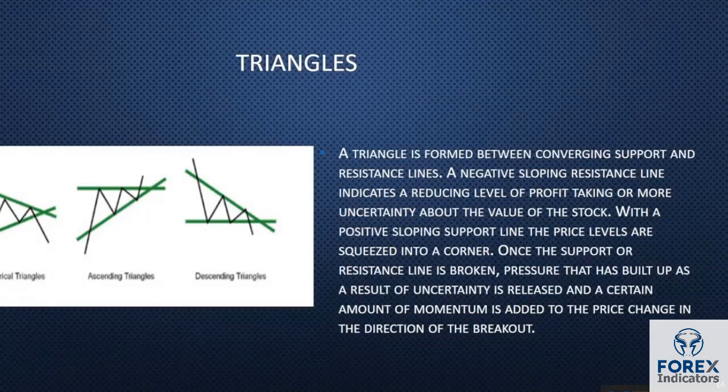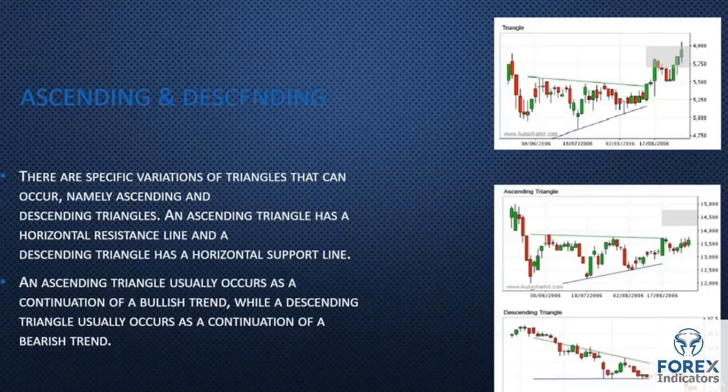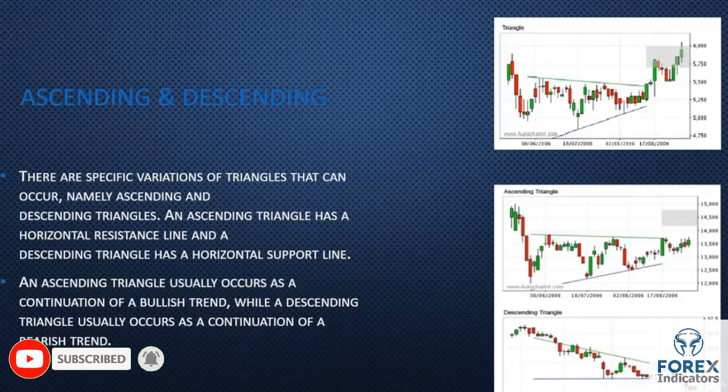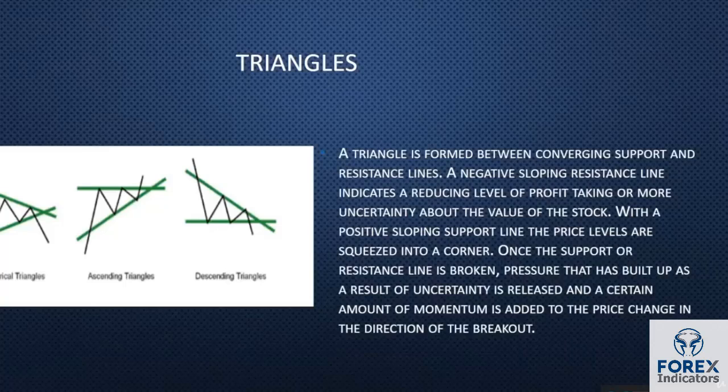Now, there are specific variations of triangles that can occur, namely ascending and descending. An ascending triangle has a horizontal resistance line, and a descending triangle has a horizontal support line. It's these two right here.